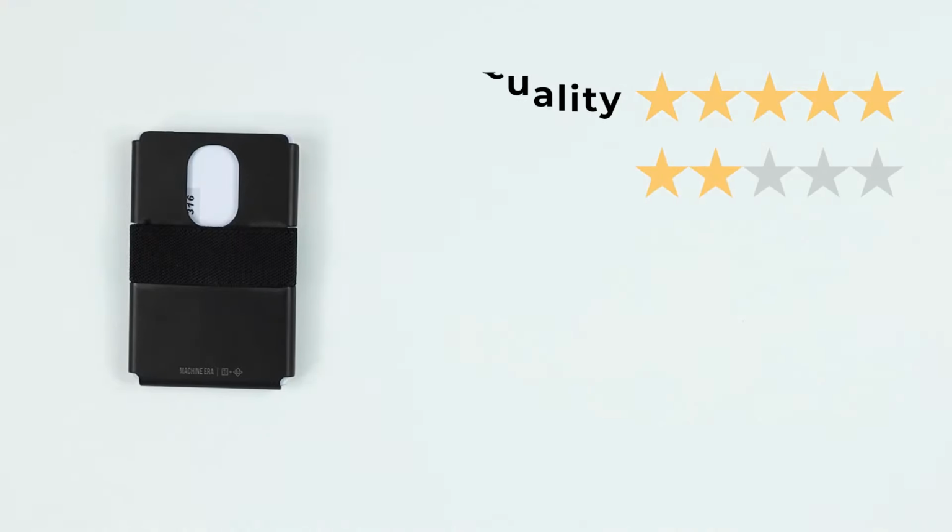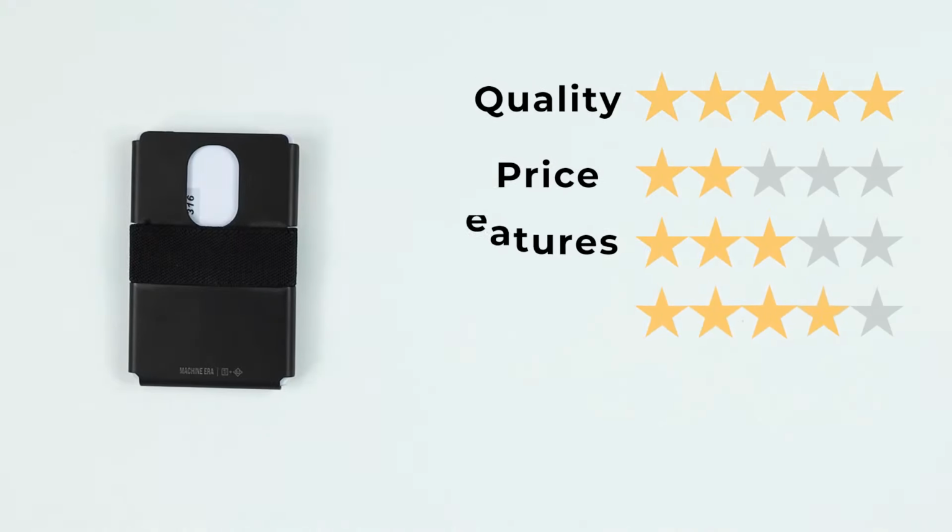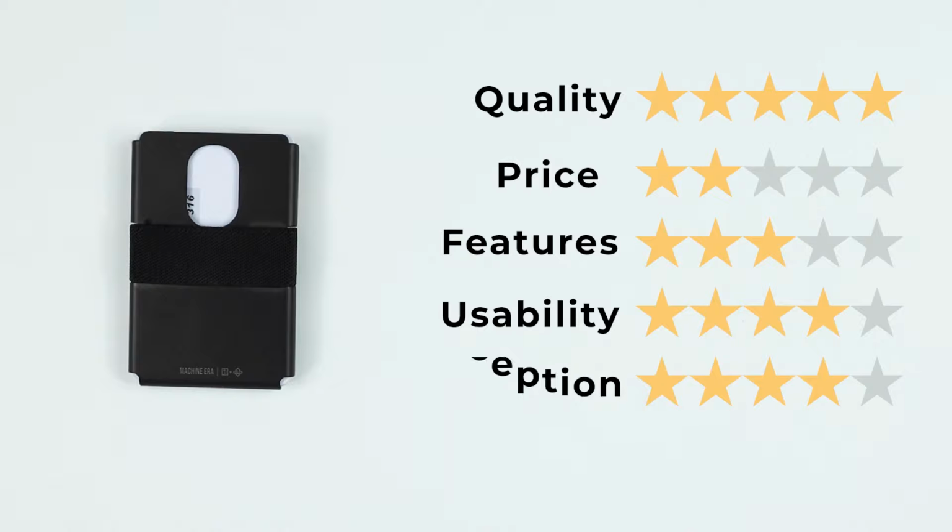Now on to the final score. For quality, a 5. Price, a 2, a little expensive comparatively. Features, a 3, it does what it should. Usability, a 4, easy to get cards out, no sharp edges, which is quite nice. And perception, a 4. That gives us a final score of 38 out of 50.